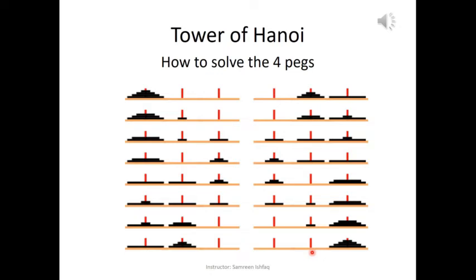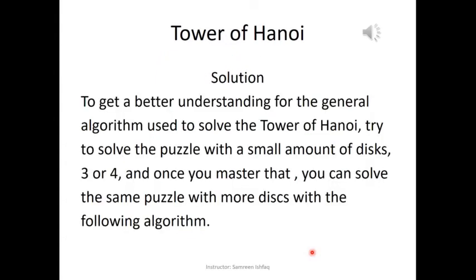Anyone can solve that. But what if I increase the number of discs? With 4 discs, I need 15 moves, and with 5 discs, it becomes harder to solve with minimum moves. Try to solve this game with 4 discs and 5 discs. For 4 discs, the solution is here on this slide. These are the moves that you need to follow. Before moving toward the algorithm, I advise you to solve this game, Tower of Hanoi, with a small number of discs, 3 or 4. Once you master that, you can solve the puzzle with more discs using the algorithm that I am going to explain in the next slide.